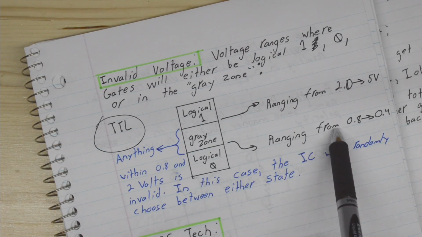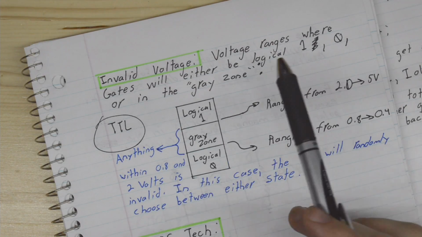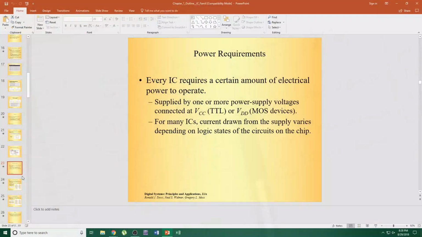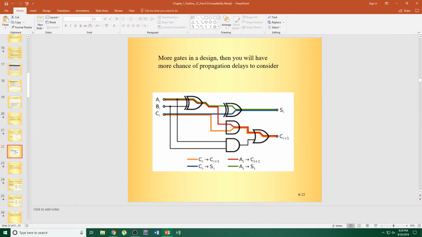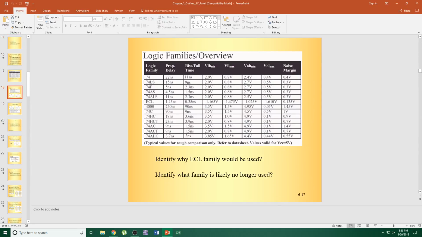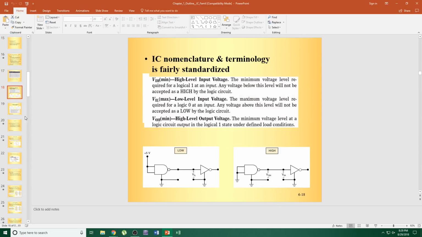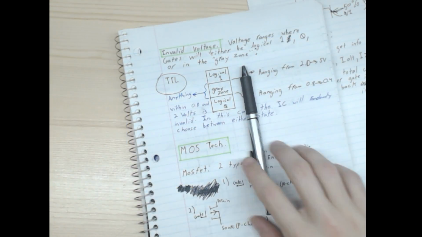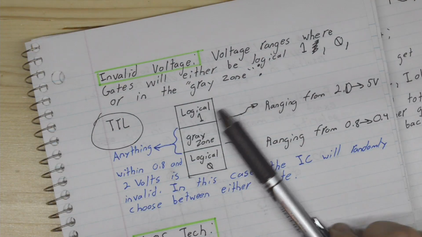Where a logical 0 is 0.8 to 0.4. So what we can see from voltage minimum and max says in the definition, so let's say high input voltage: minimum voltage level required for logical 1 at an input. I mean, that's within the notes already, but this is basically what it is.